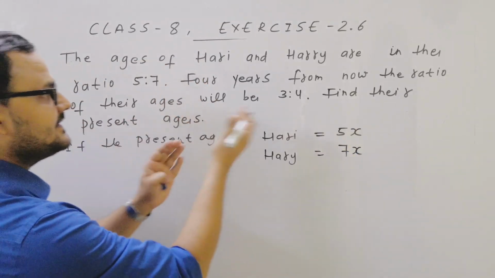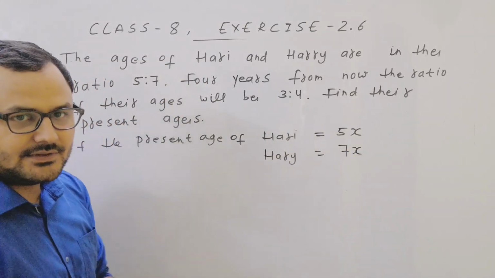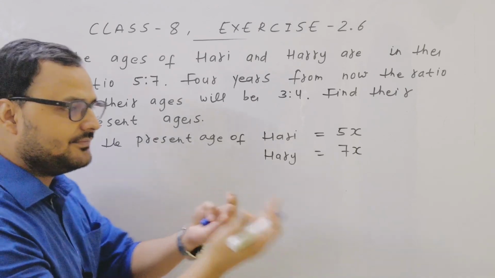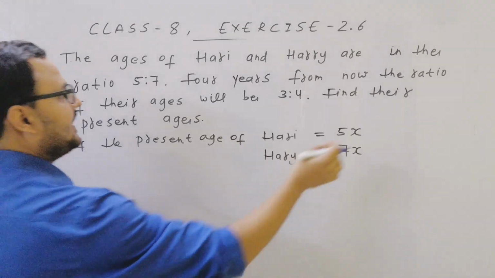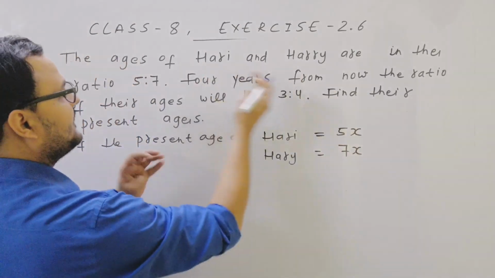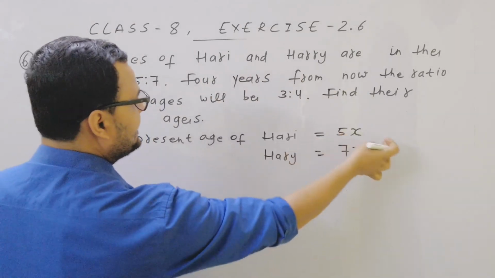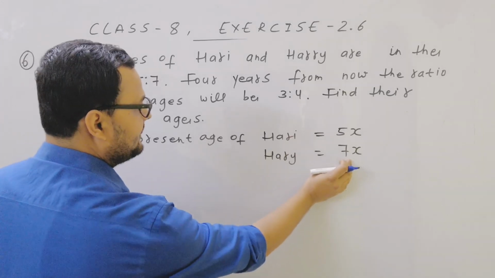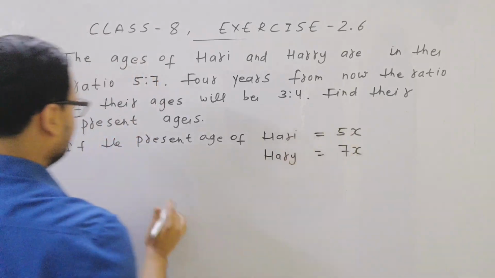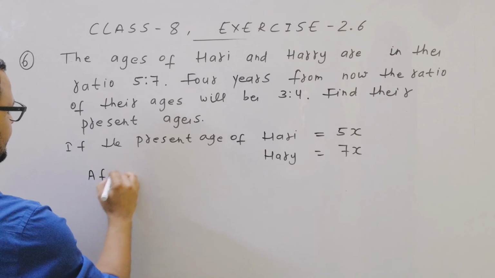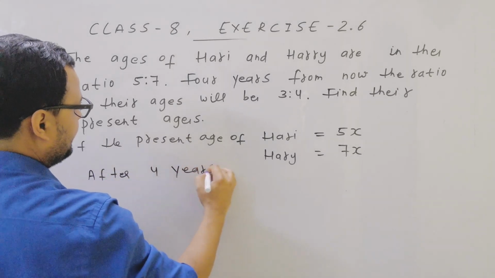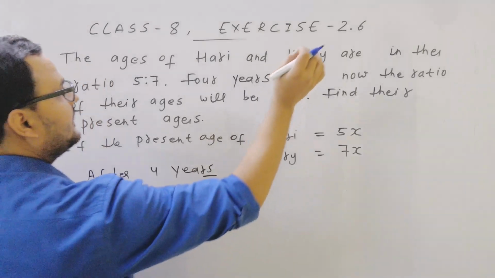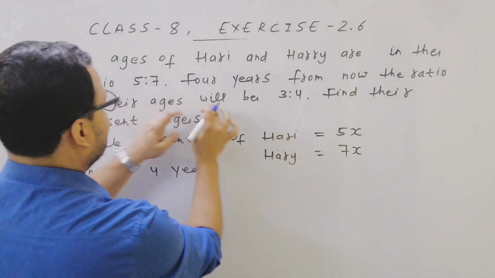Now 4 years from now, suppose anyone's present age is 10. So after 4 years, the age is going to be 10 plus 4, 14. Now the age is 5x, so after 4 years, it's going to be 5x plus 4. And the other is 7x, so after 4 years, 7x plus 4. After 4 years. Now, the ratio of their ages.